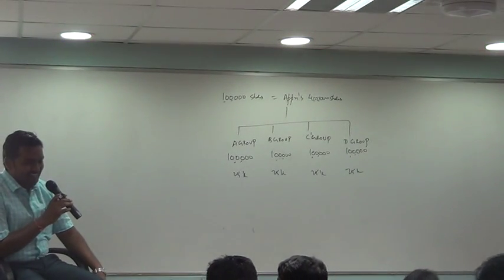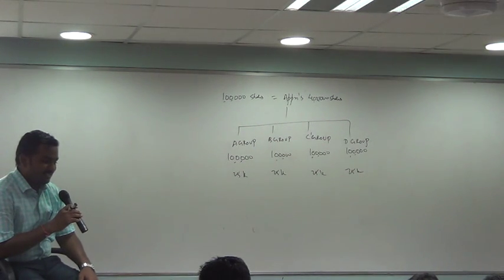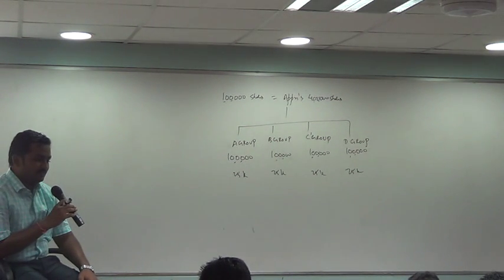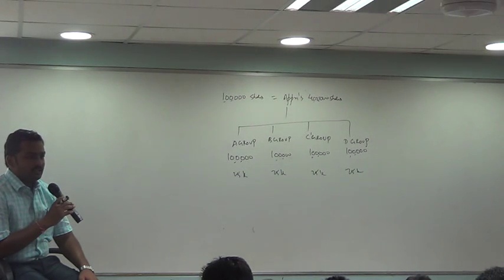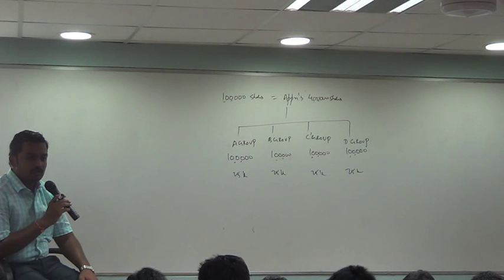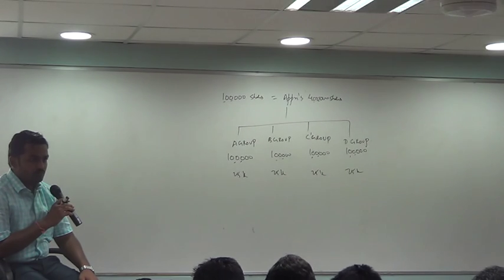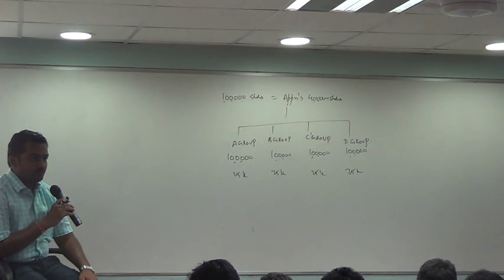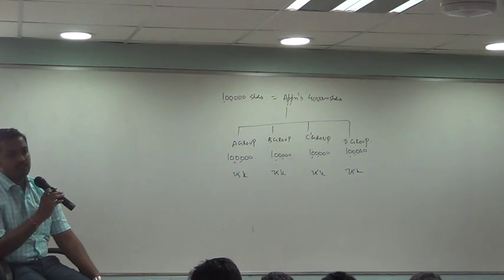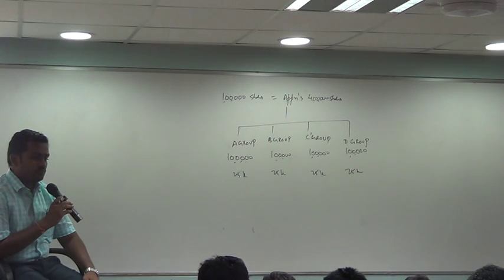Write down. P limited issued shares of face value 100 each at par. Number of shares issued 10,000.